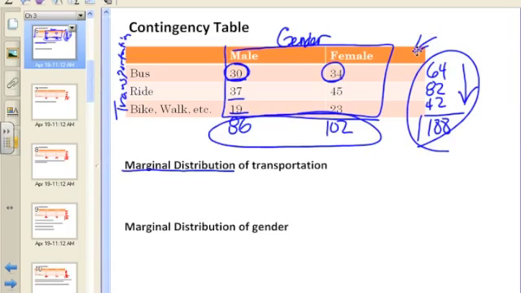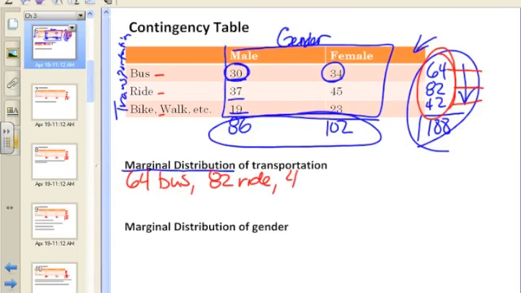So when I ask for the marginal distribution of transportation, I'm looking for what's in the margin as far as transportation. So transportation, my choices are bus, ride, bike, or walk. And here it is, out in the margin. This is how it's split apart. I'm not worried about male, female. I just care about how people get to school. So I'm just going to write down 64 take the bus, 82 get a ride, and 42 bike or walk. And that's it. I'm just explaining how transportation is split apart. It's marginal because I'm looking in the margin.